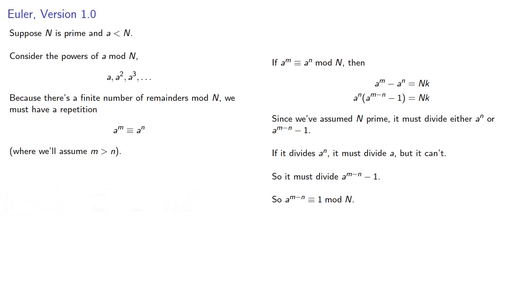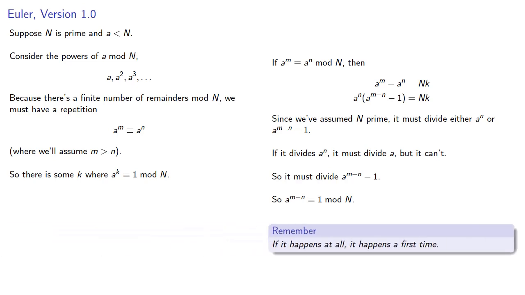And so we know there's some k where a to the power k is congruent to 1 mod n. But remember, if it happens at all, it happens a first time. And so there's a least solution, x, to a to the power x congruent to 1 mod n.